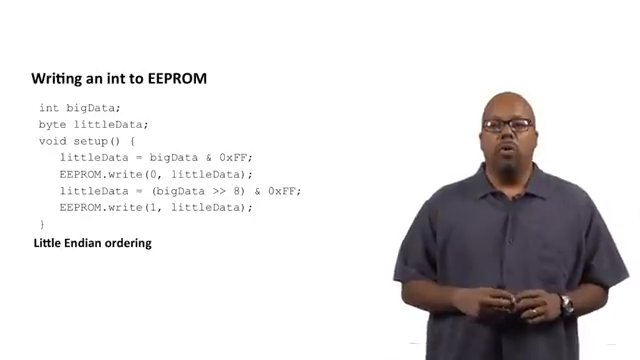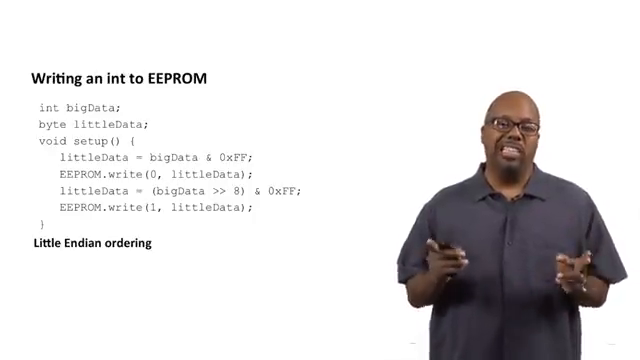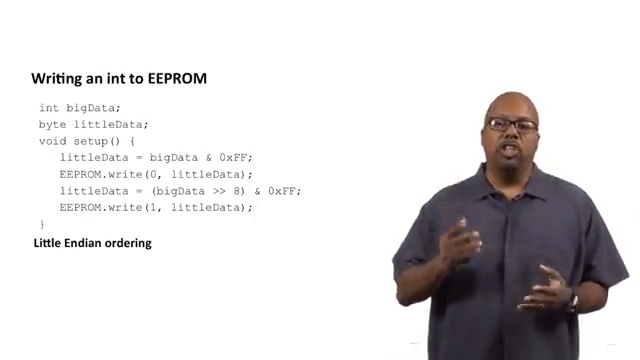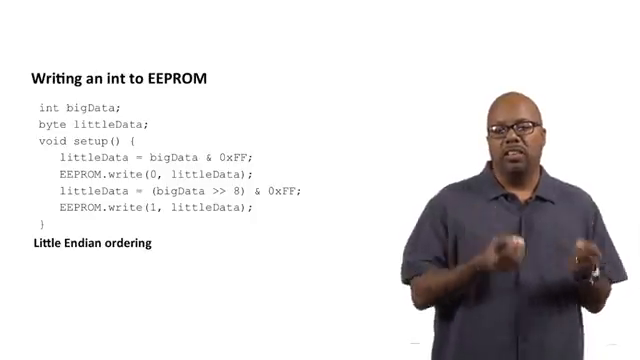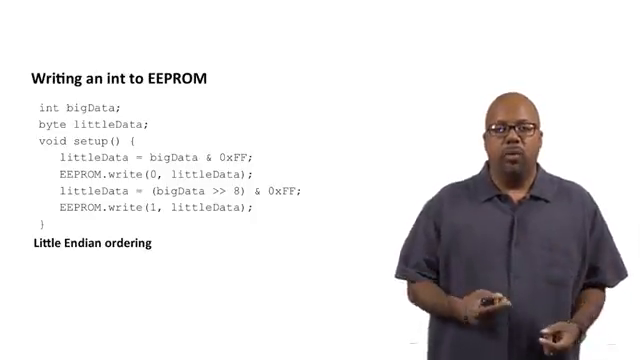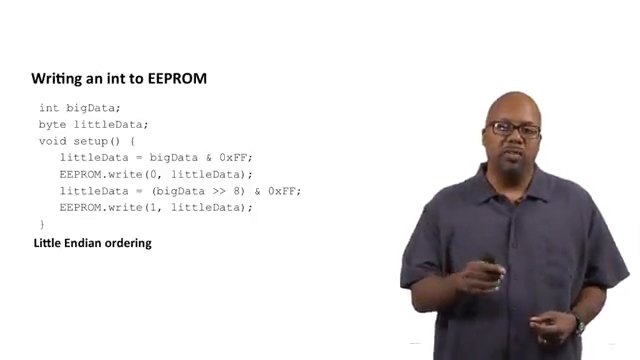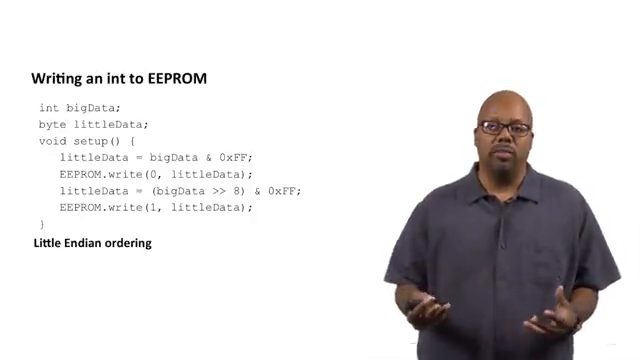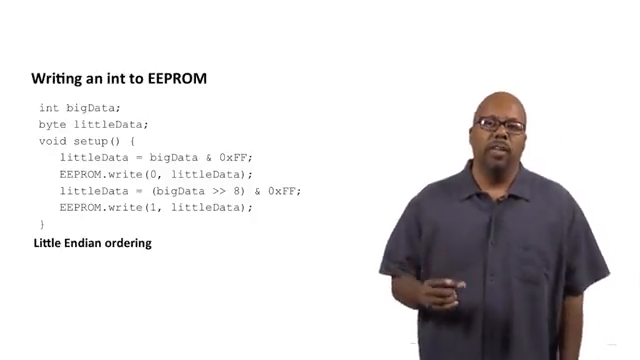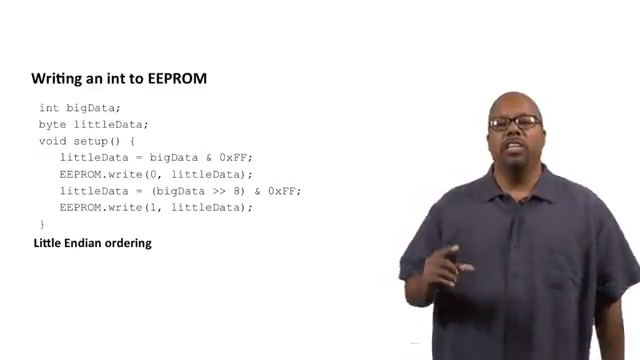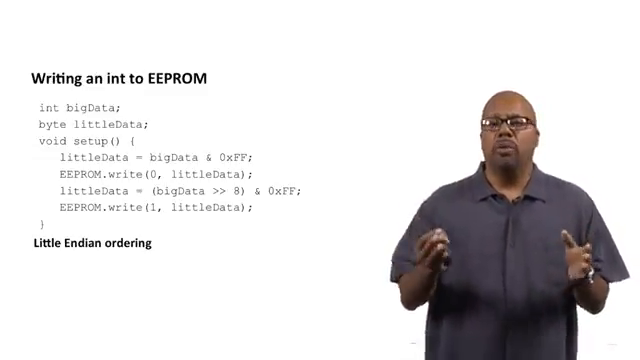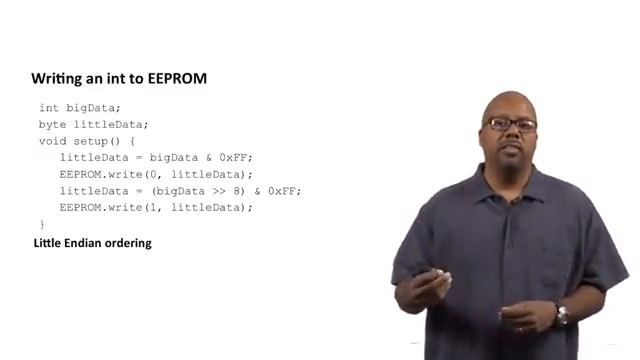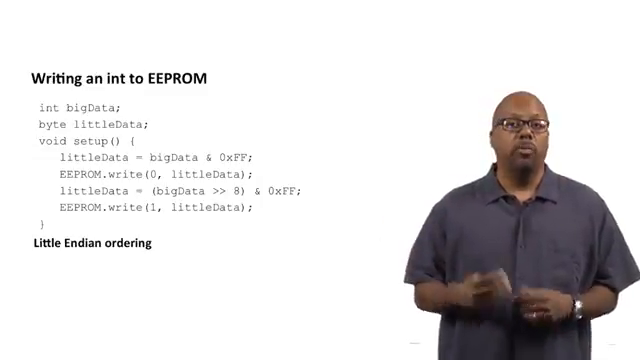So what we've done is what's called little endian ordering, meaning we took the least significant byte and wrote it into the lowest address, 0. And we took the most significant byte and wrote it into the higher address, 1. That's called little endian ordering. We could have done it the other way. We could have said, I'm going to take the most significant byte and put that in address 0, and then the least significant byte, put that in address 1. That's called big endian ordering.